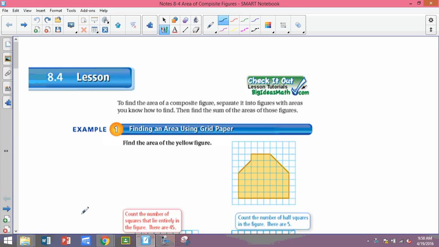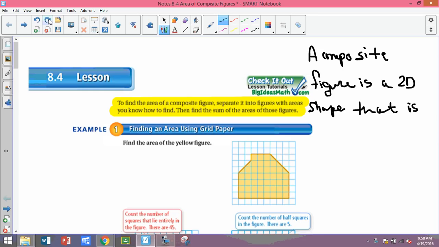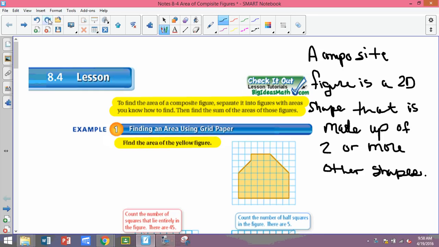Okay, this lesson is 8-4, area of composite figures. To find the area of a composite figure, you need to separate it into figures with areas you know how to find. So you're going to be looking at the area formula for several different two-dimensional figures. A composite figure is a 2D shape that is made up of two or more other shapes.